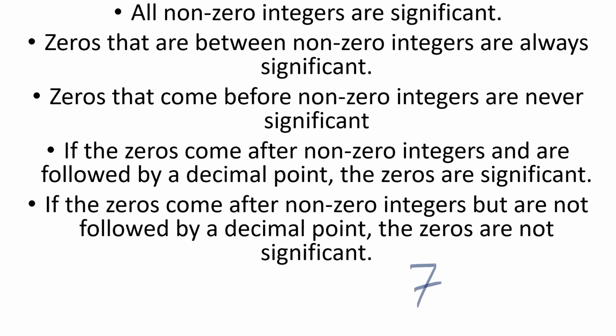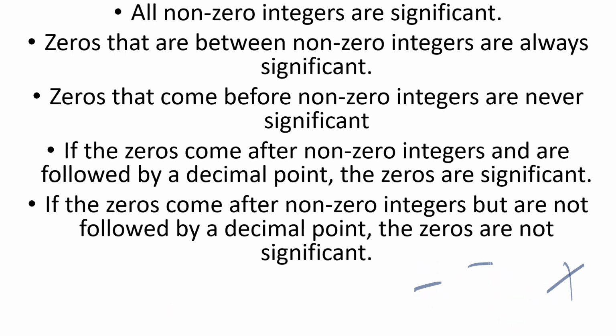What does this mean? Let's see. Suppose I am having 750. This zero will not be counted, this zero will not hold any value. So if somebody asks you how many total significant figures are there in this number, your answer should be just 2. 1, 2. There are only 2 significant figures in this number. The zero will not be counted.